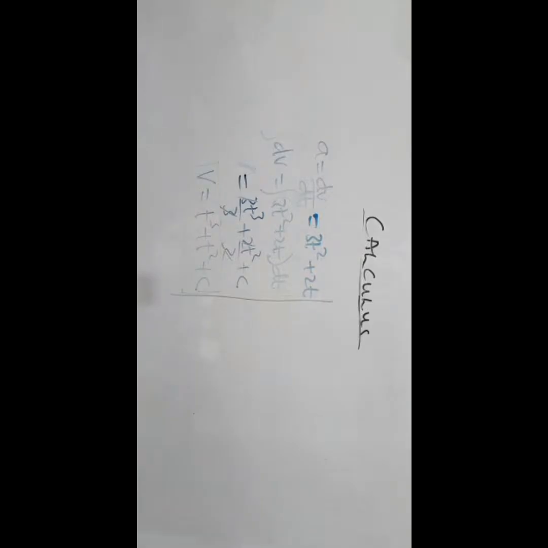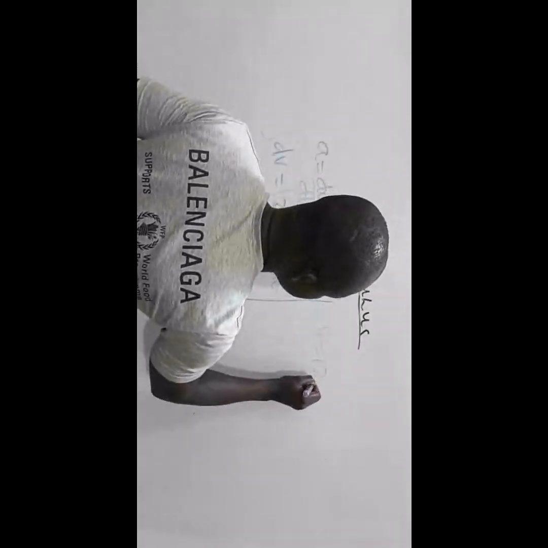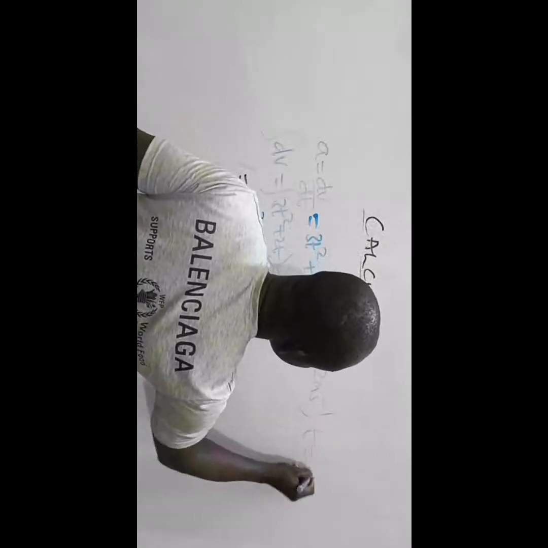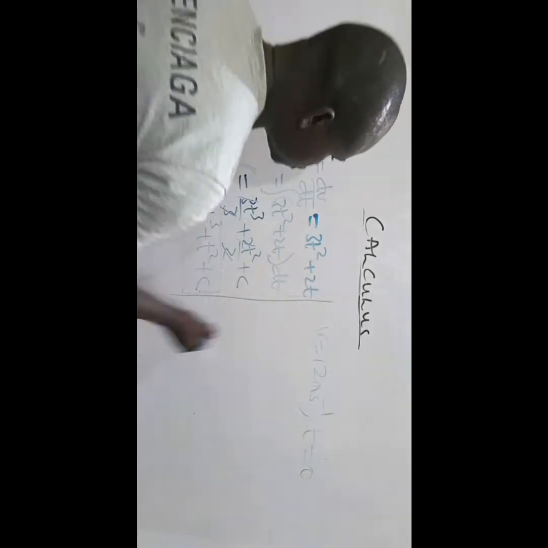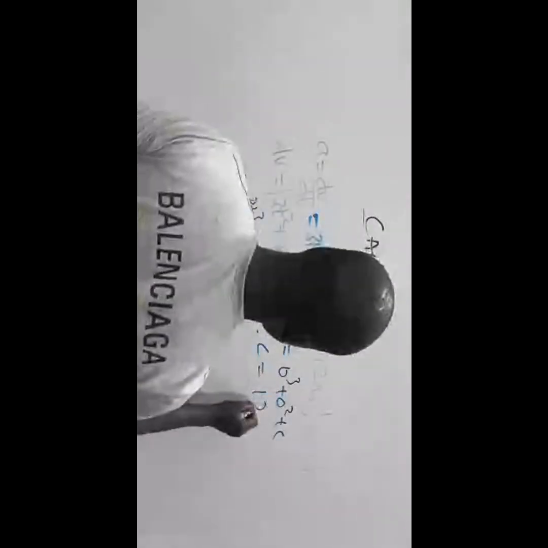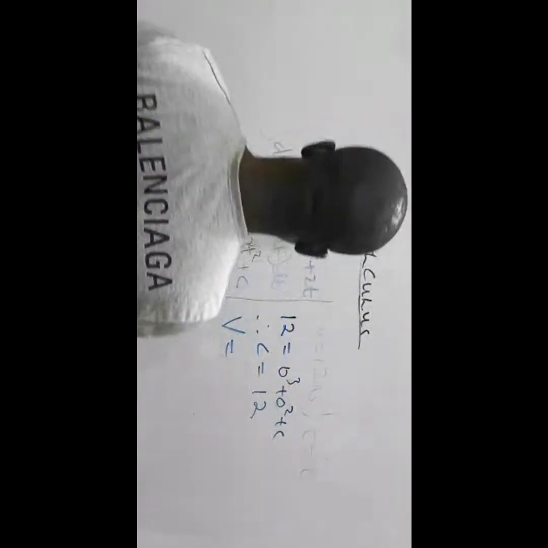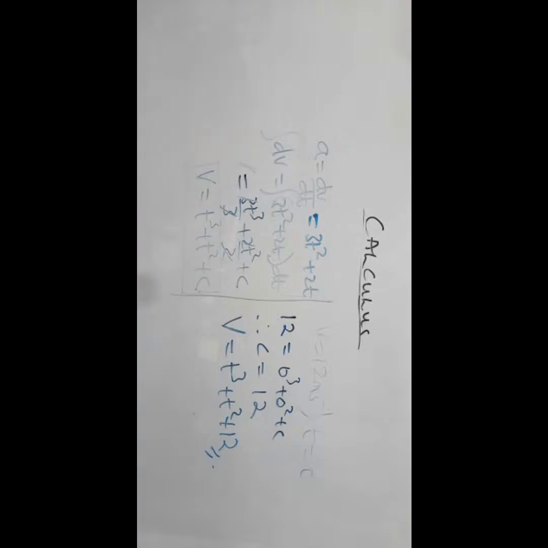And when you say it's the initial velocity, time is 0. So we know v is equal to 12 meters per second and t is equal to 0. We want to find the value of the arbitrary constant c. If I substitute, 0 cubed plus 0 plus c equals 12, therefore c is equal to 12. So the velocity will be equal to t cubed plus t squared plus 12. That will be the velocity that we are asked to find.